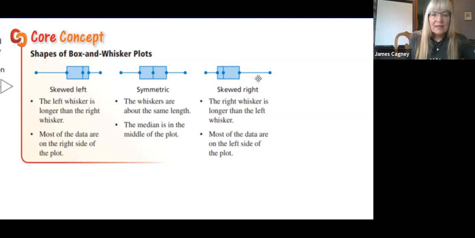Skewed right, the whisker on the right is much longer. Most of the data are on the left side. So again, the middle would be right about here. And notice how much of my data is to the left. So when I'm skewed right, my data is on the left.